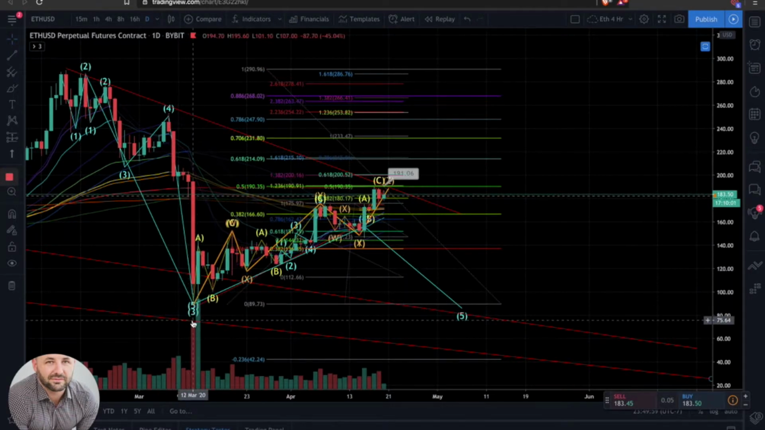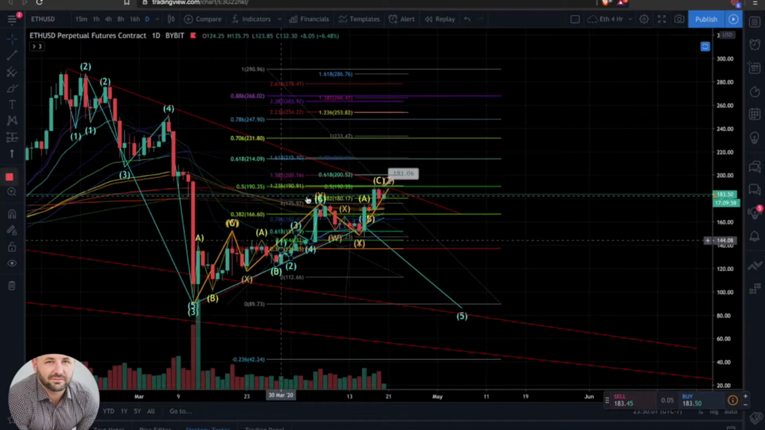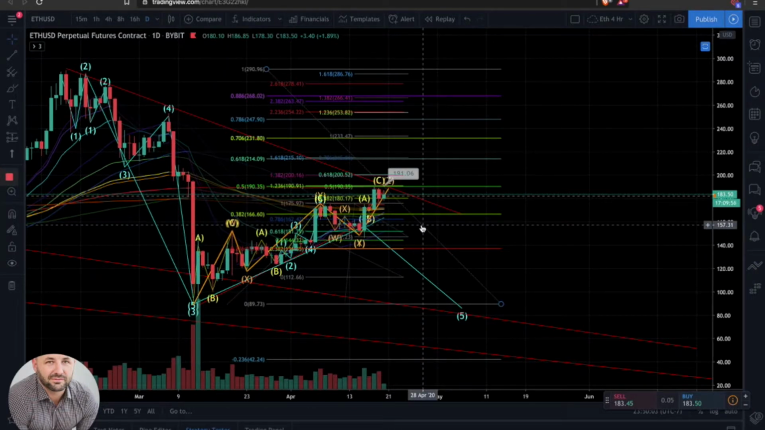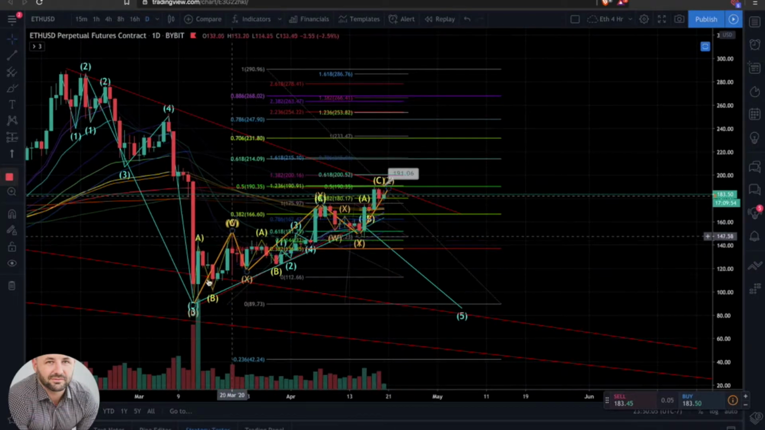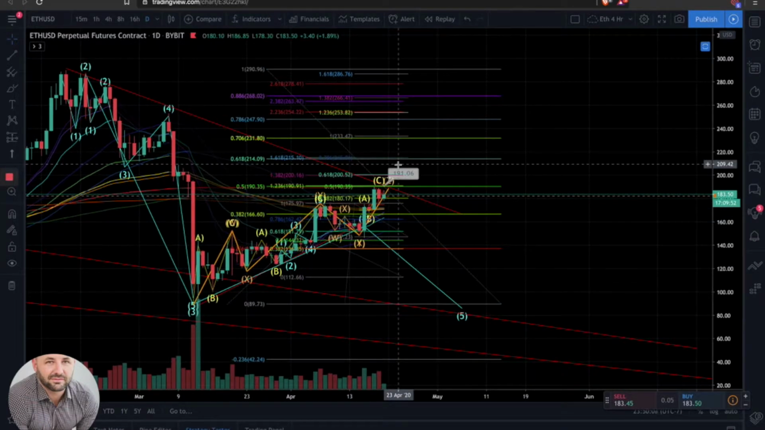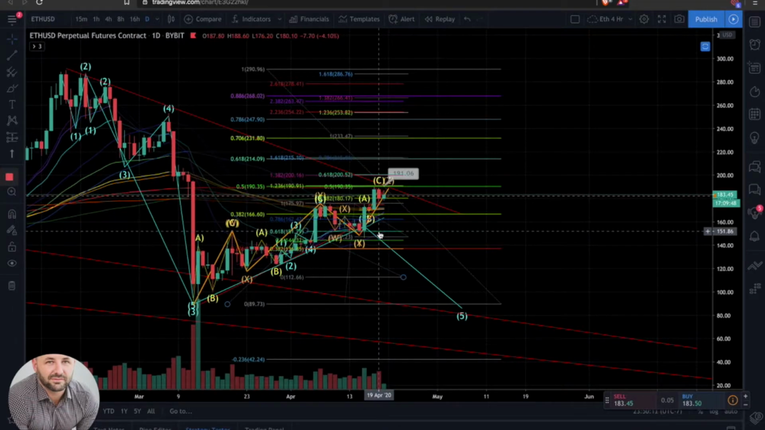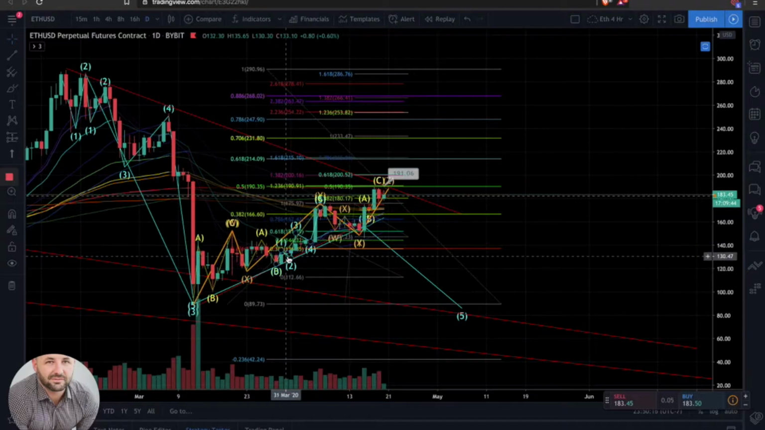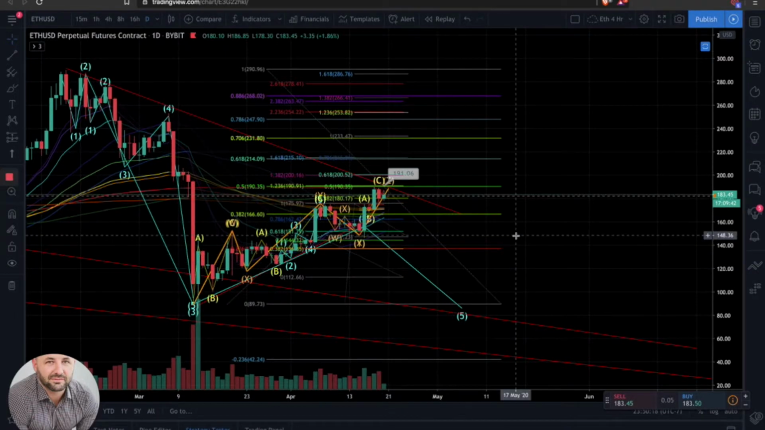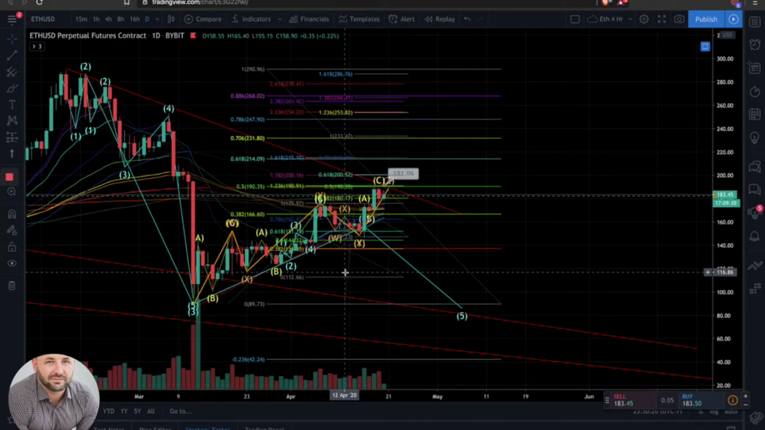Okay, and also looking at this as a WXY correction. I can't make this whole thing impulsive. I can't see an impulsive move. There's too many invalidation points for me to make it impulsive. There's definitely some 5-wave structures in there from an Elliott wave standpoint, in a motive wave. However, everything else is just tied to ABC, to WXYs, and it's just been a lot of different types of corrections.